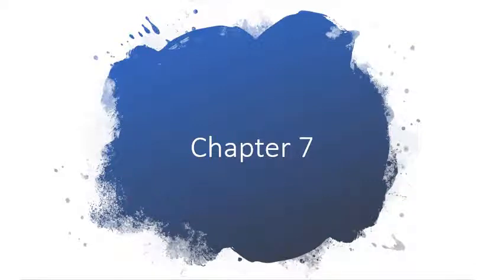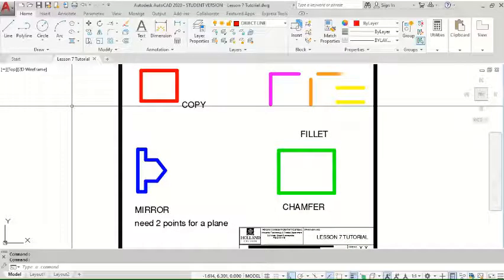This is the tutorial for Chapter 7 in your Beginning AutoCAD workbook. Okay, so lesson number 7, our learning objectives are to use some more modify commands. So we want to learn how to copy objects, create a mirrored image of something, add rounded corners or fillets, and add chamfered corners.